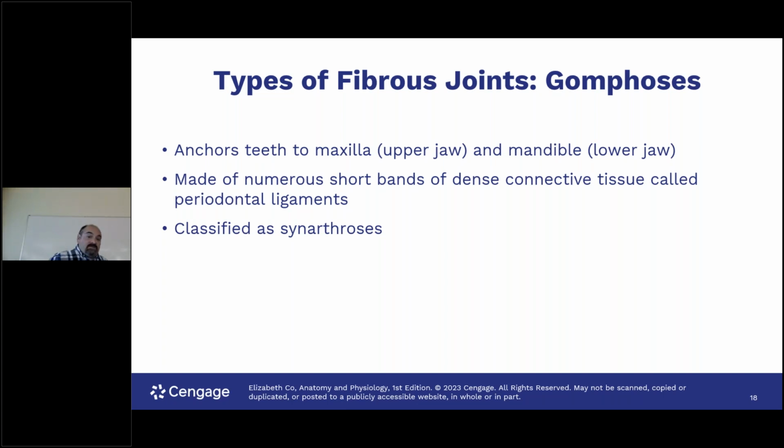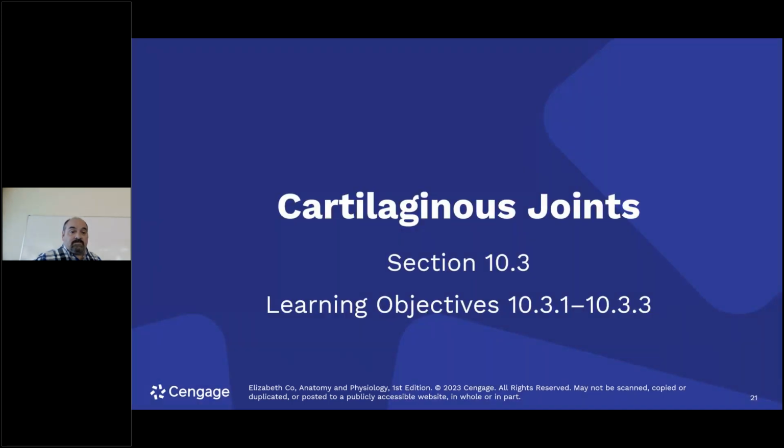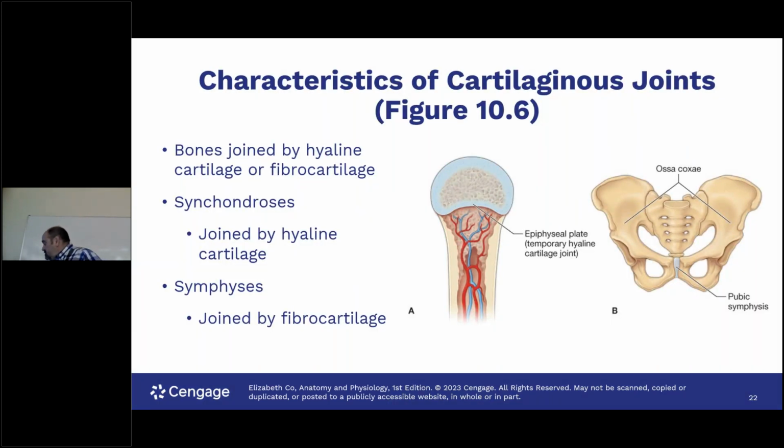Again, the gomphosis, this is the tooth in a socket. Maxilla in the upper, the superior jaw, mandible in the lower. Cartilaginous joints. So we're thinking of hyaline cartilage, we're thinking of fibrocartilage. All right, so here we have cartilaginous joints. Bones joined by hyaline cartilage or fibrocartilage.